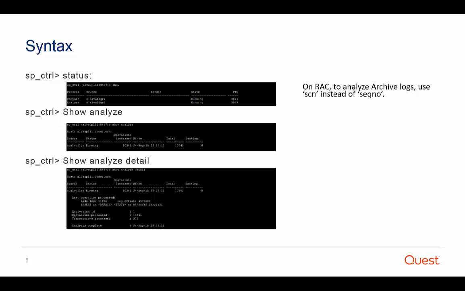Show command gives the analyze config process ID, and show analyze or show analyze detail gives the current status of the analyze config run. On a RAC environment, to analyze the archive logs, use the SCN number instead of the sequence number.